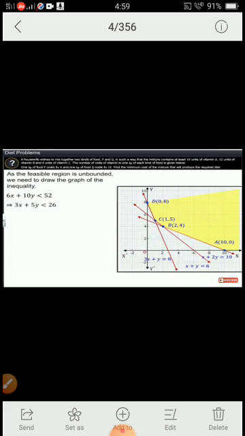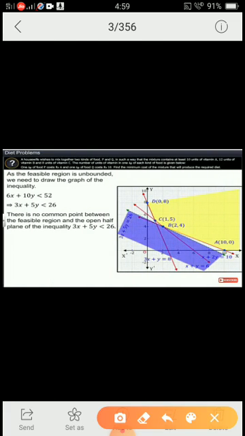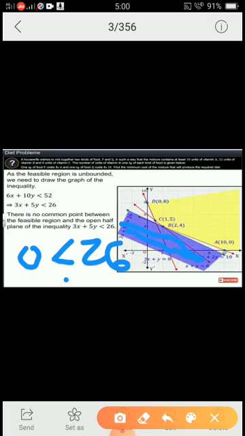So instead of this, I can write 3x plus 5y less than 26, and after plotting the points, I'll get this as the region for the inequality 3x plus 5y less than 26. Since if I put x and y as 0, I get 0 less than 26, in that case it is true. Since it is true, that means the region will be towards the origin. For that dotted line, the region will be towards the origin.